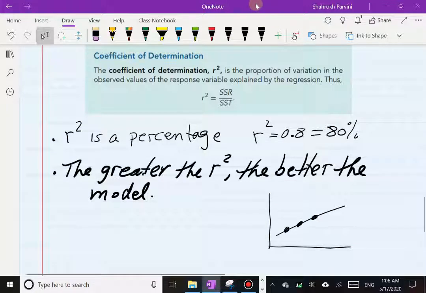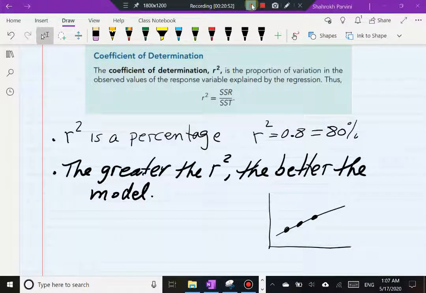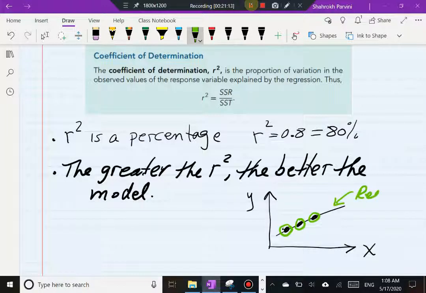Now, let me label the axes here. This would be the x and that is y. So here the actual, observed, and predicted values are all the same. Let's say green is predicted, and this is the regression line. Green is predicted, and these other solid dots are actual. Notice that they're exactly the same.